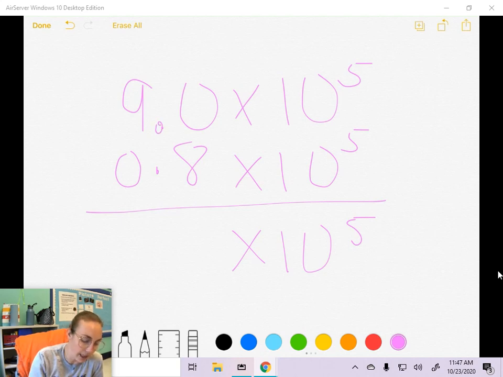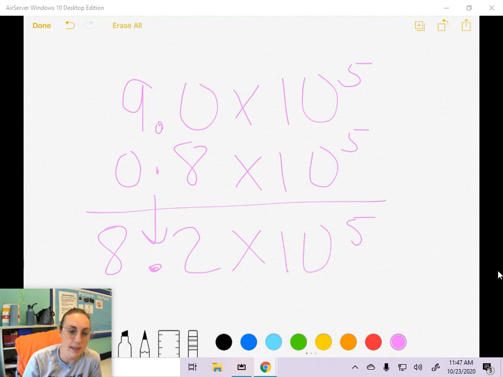we have to make sure our decimals line up. But 90 minus 8 is going to be 82, and then we add that decimal back where it's supposed to be. So it should be 8 2/10 times 10 to the 5th power.